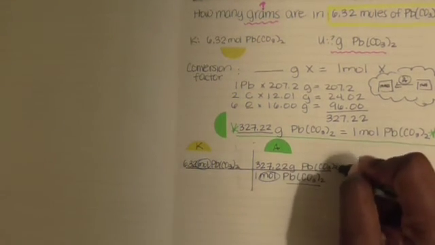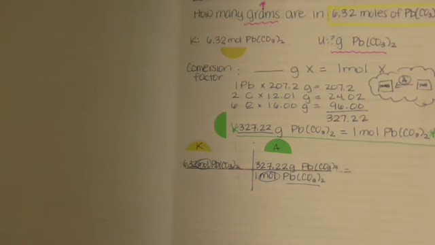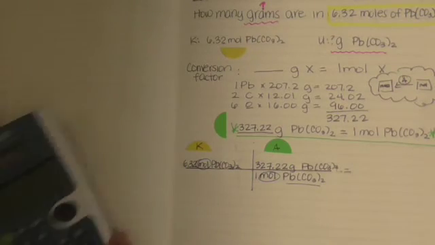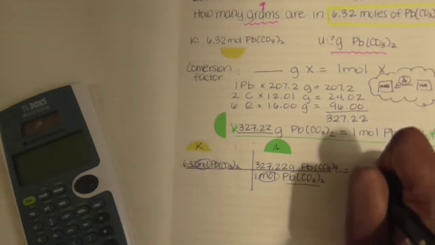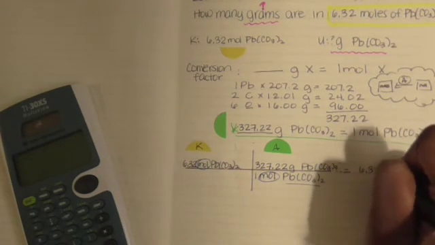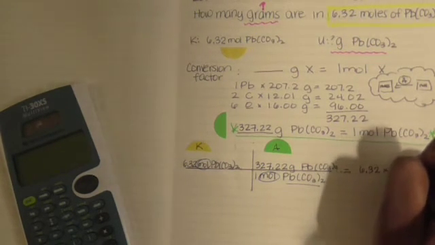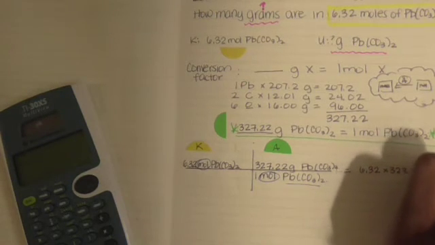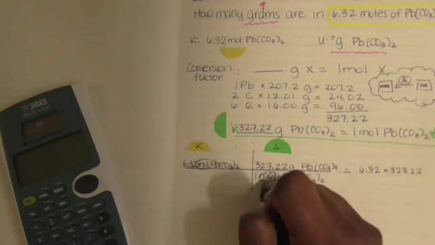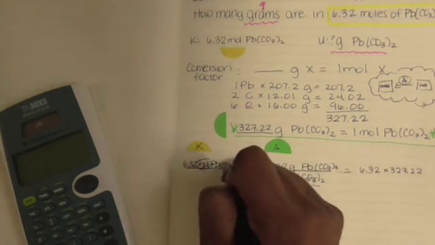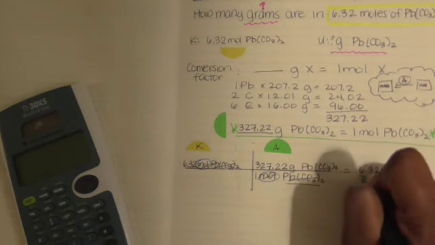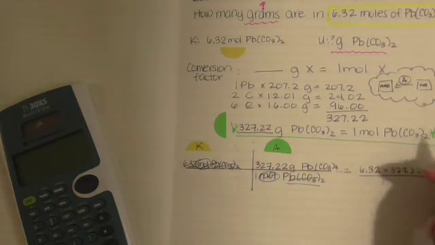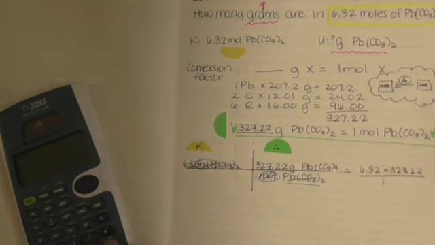Now let's make a little bit more room there, and we're going to do the math. From the way that this is set up, we can see we need to multiply by the things that are on the top, divide by the things on the bottom. So we'll have 6.32 times 327.22. Moles of Pb(CO3)2 will cancel, and we'll be left with 1, and then our units of grams of Pb(CO3)2 at the top.